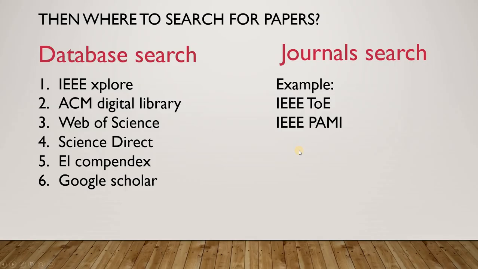PAMI is another. So there are n number of journals in each and every area. There is no area where there is no journal or a transaction or a conference. Every new area also has one, right? So please try the journal search as well as the database search. I hope you have now learned how to do the searching part.